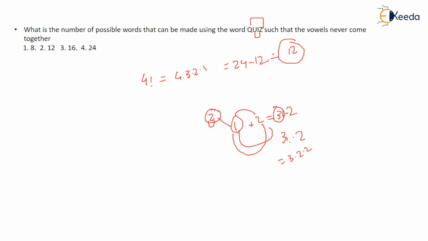We first find out the total number of words that can be formed, and subtract those cases where vowels come together. Because we subtract from the total cases the cases where vowels come together, it gives us the cases where vowels never come together, which comes out to be 12. This is how you need to do it. Thank you.